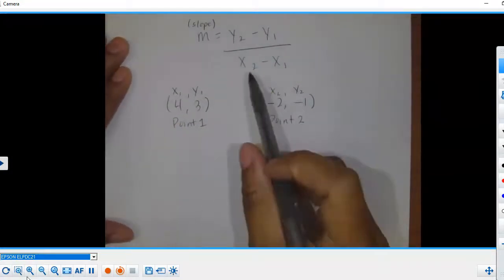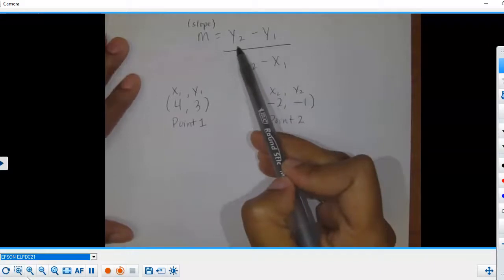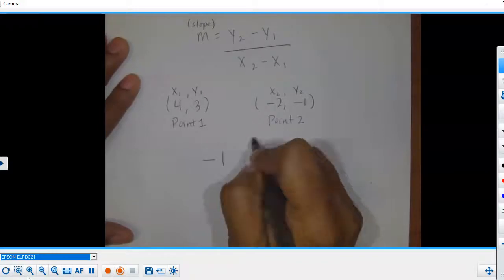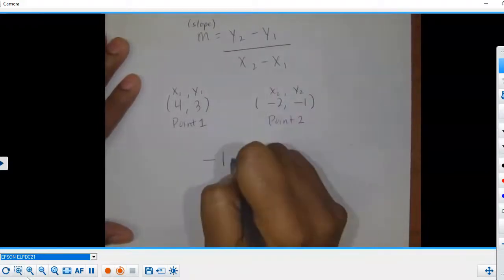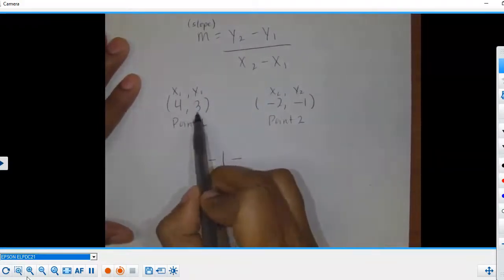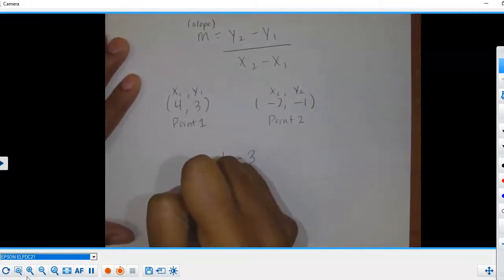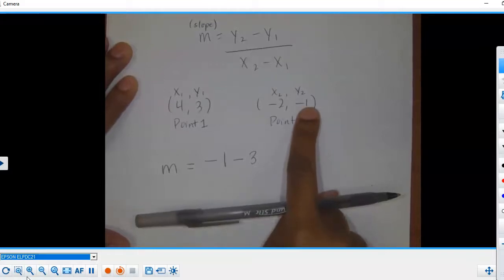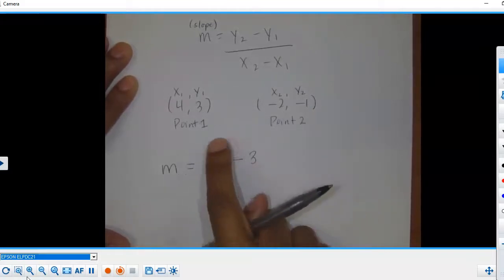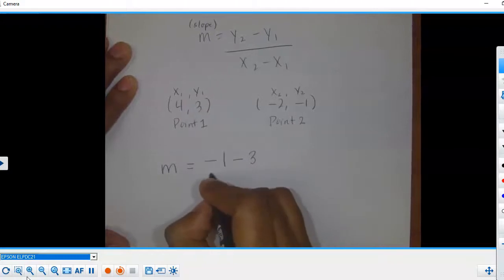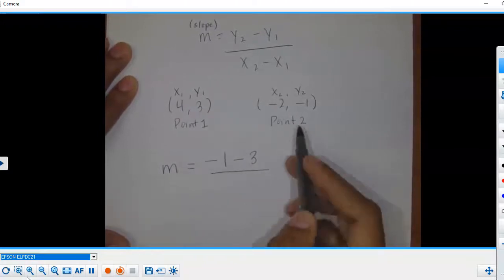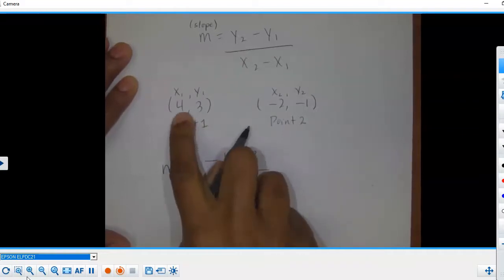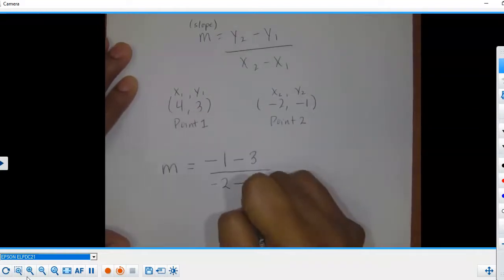All right, so let's look at our formula. We're going to do y2, which in this case is our -1, and then we have our subtraction symbol, and then our y1 is 3. I'm also going to put my m equals. So again, -1 minus 3, divided by -2 minus 4, which is my x1.